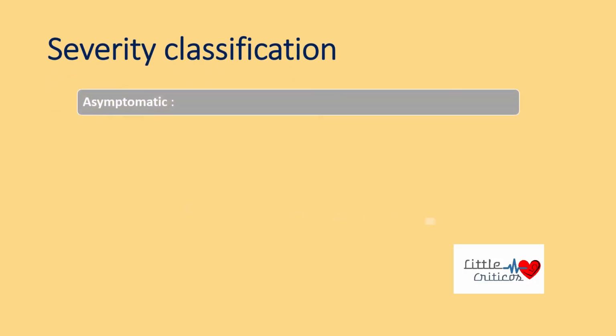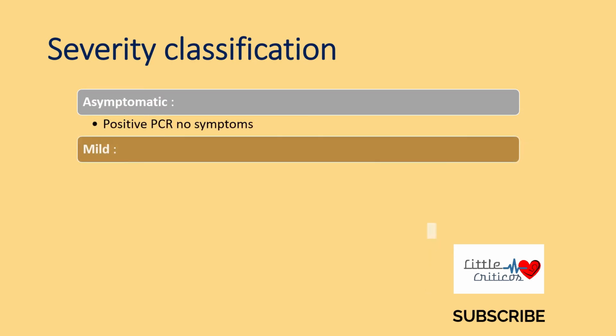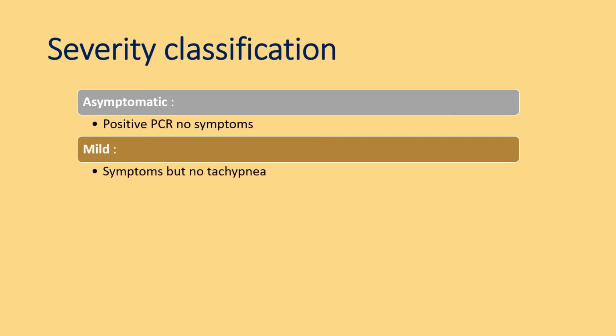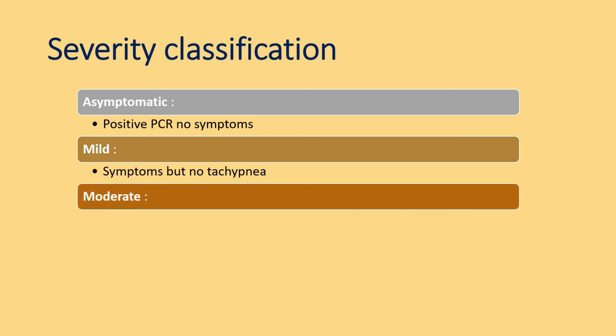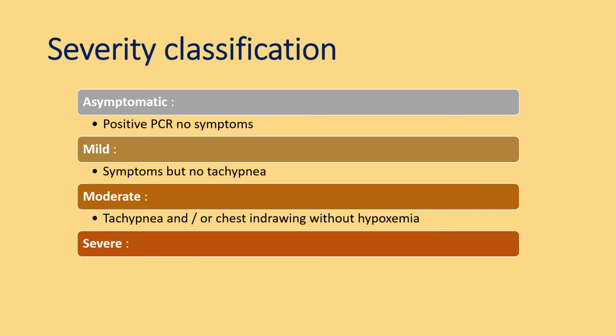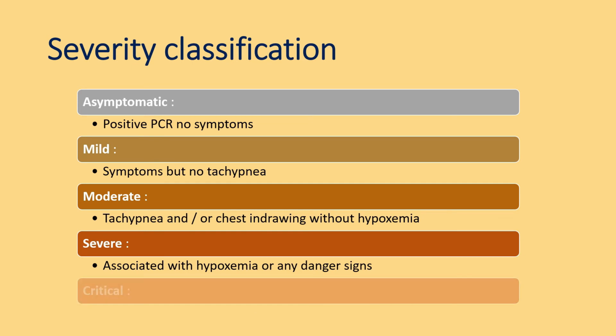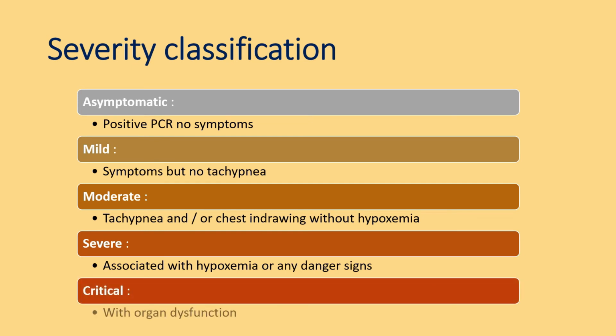Severity of COVID pneumonia can be classified into asymptomatic when they are PCR positive but they do not have any symptoms, mild if they have symptoms but no tachypnea, moderate if they are tachypneic with or without chest indrawing but do not have hypoxemia, and severe when they are associated with hypoxemia or any danger signs, and critical when they have multiple organ dysfunction.